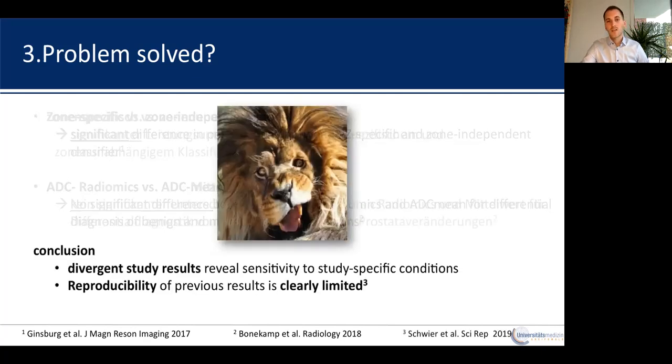So finally, instead of solving the problem, we are rather confused by these different and divergent study results. And studies showed that the results of these radiomic studies are not really translatable or transferable to other data sets, other institutions, and other studies, and are not really reproducible. So we are left with our unmet clinical need of improved diagnostic accuracy, again, by ourselves.